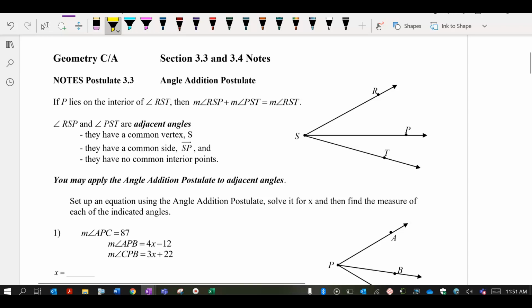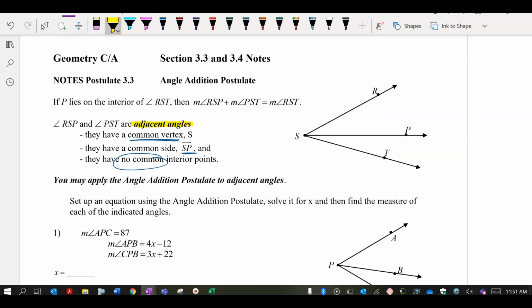When two angles are adjacent, that means they are next to each other. They have a common vertex and they share a common ray, and so they have no common interior points. For example, let's say I have this angle here, RSP. That point M is only inside of that angle. It is not inside of the angle PST. That's what it means by no common interior points.